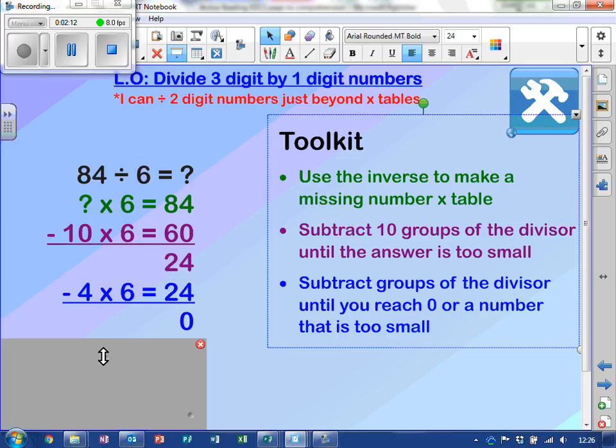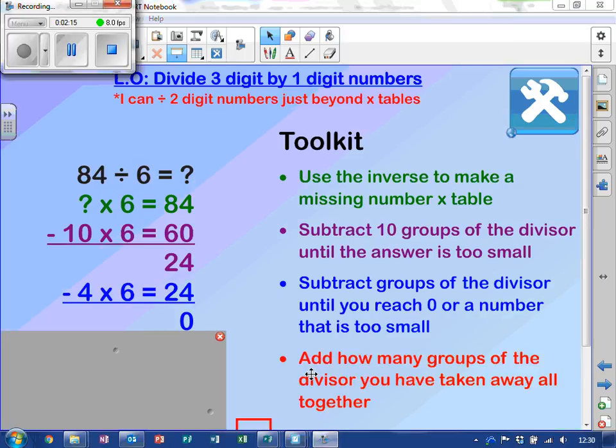Have I finished? Not quite. To get my final answer, I need to add together the total number of groups of the divisor I have taken away altogether. So we go back to our working out over here and see if we can find that. Well, I've taken away 10 groups of 6 and another 4 groups of 6.